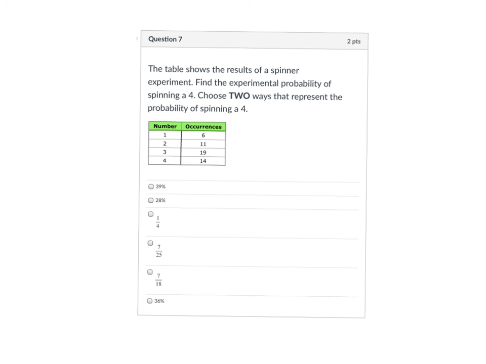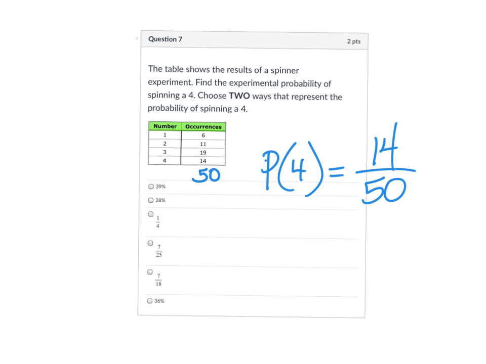The table shows the results of a spinner experiment. Find the experimental probability of spinning a 4. Choose 2 ways that represent the probability of spinning a 4. The first thing I need to do is total the number of spins. So I'm going to go to the occurrences. That's how many trials happened in this experiment, and I'm going to add that up. When I add 6 plus 11 plus 19 plus 14, I get 50 total trials. Then I'm going to write the probability of spinning a 4. Out of the 50 spins, 4 was spun 14 times.